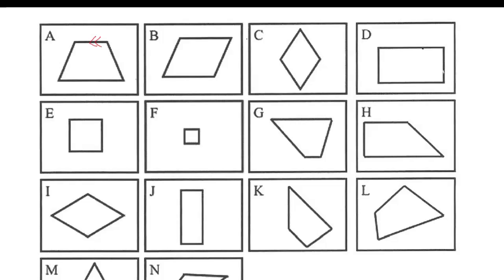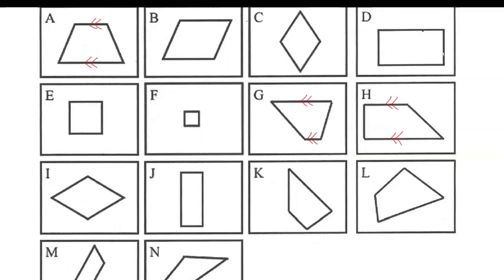Card A, the quadrilateral has top and bottom sides parallel. The next card that looks like that is card G. The next card that looks like that is H. And I think there's one more. Look at K. In card K, the parallel sides are not horizontal anymore, they're on a slant.